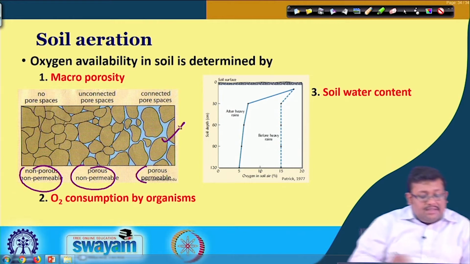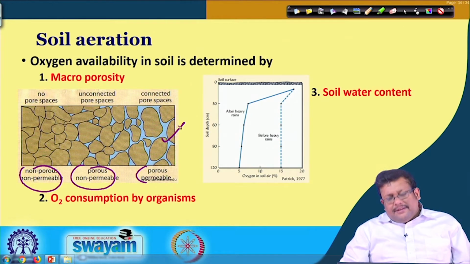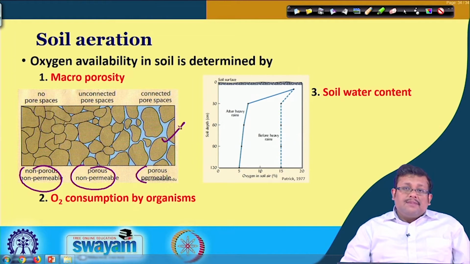Second important factor is oxygen consumption by organisms. Now, you know that plant roots also do respiration, and as a result of respiration they consume oxygen and release carbon dioxide, and this carbon dioxide increases its partial pressure in the soil air. We will discuss that later on. So oxygen consumption by organisms is very important for oxygen availability in the soil air. And finally, soil water content.